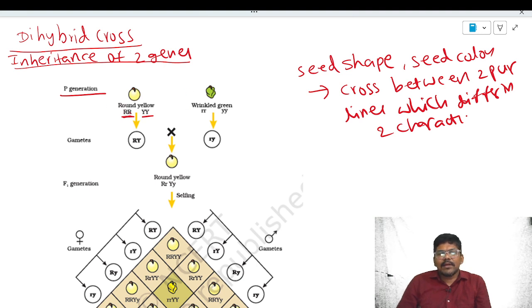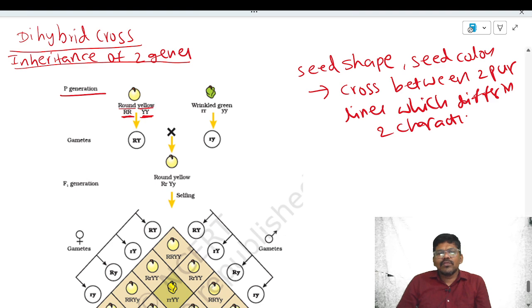Capital R is the dominant allele that will give the dominant character, round. Round seed shape is dominant over wrinkled seed shape. Yellow color is dominant over green color. The homozygous dominant genotype of seed color is capital Y, capital Y, which will give the dominant color, yellow.